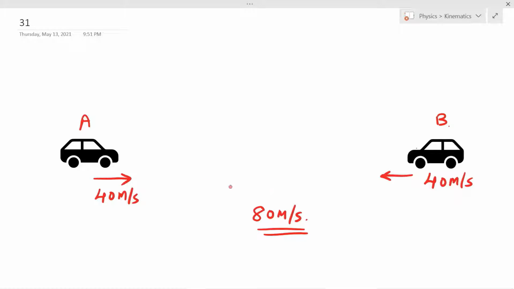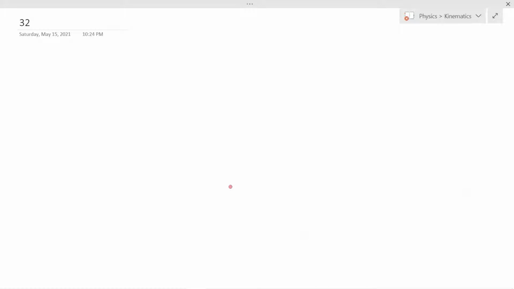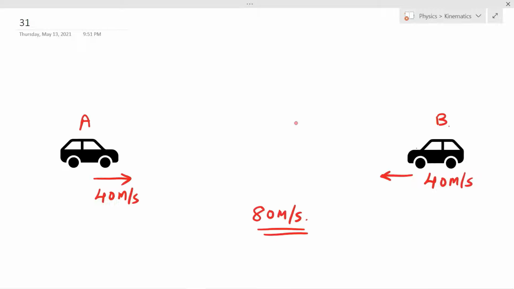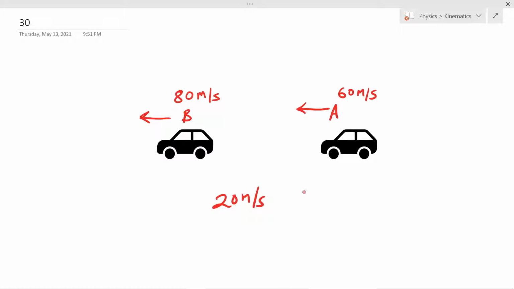So velocity is different in different reference frames, and we have to define a reference frame to do our numerical calculations. So consider this case. Let me go back and discuss the formula of the relative velocity.